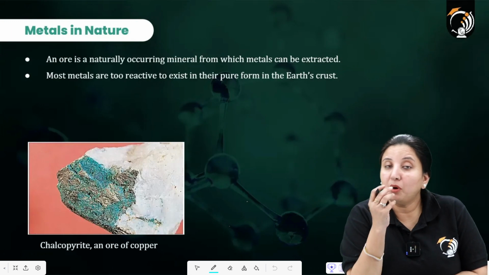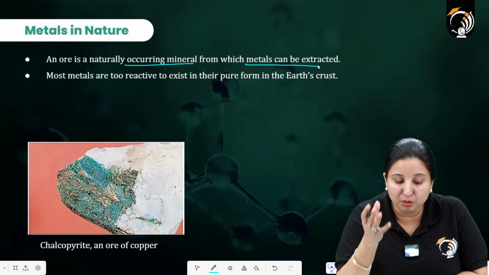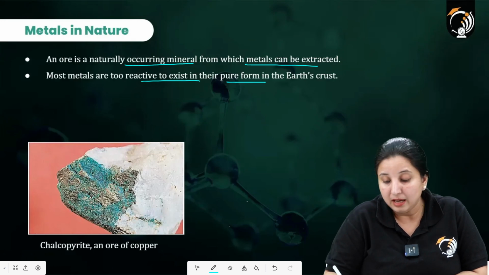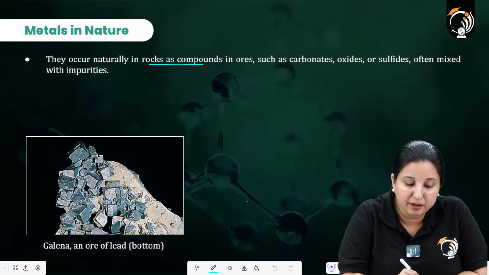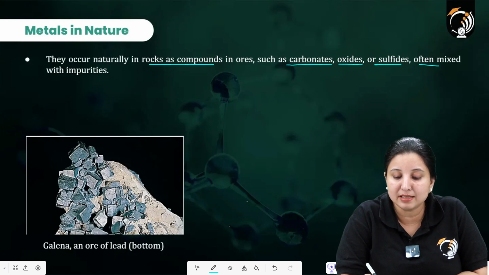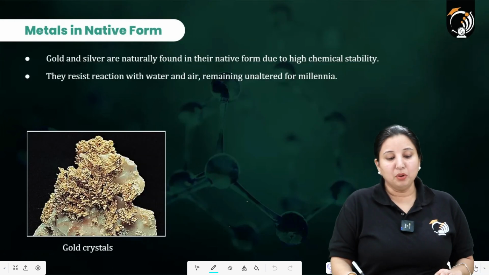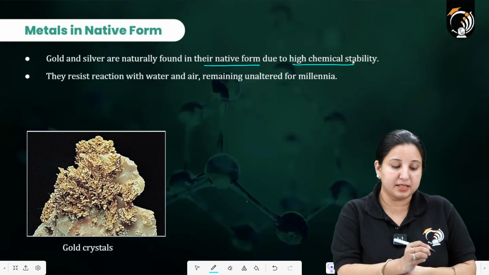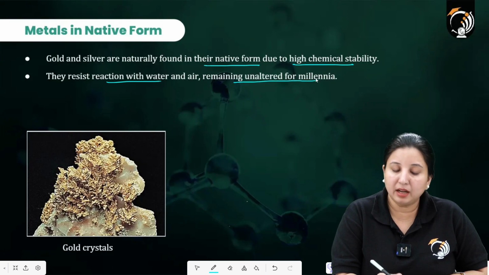Now, an ore. What is ore? Ore is a naturally occurring mineral from which metals can be extracted, and most metals are too reactive to exist in their pure form in the earth's crust, and that is the reason we are required to extract them. So, they occur naturally in rocks as compounds in ores, for example, carbonates, oxides, sulfides, and often mixed with impurities. Like gold and silver, they are naturally found in their native form due to high chemical stability, and they resist reaction with water and air, remaining unaltered.